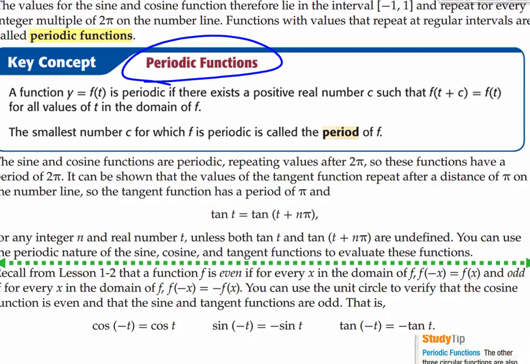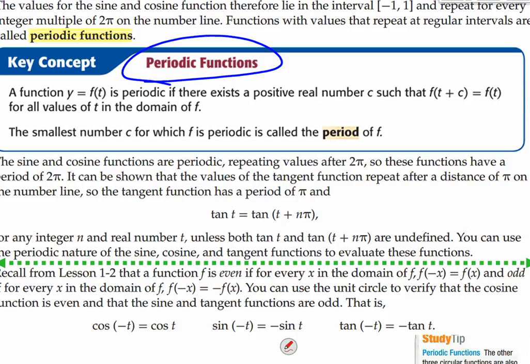Okay, so this is about periodic functions, and really in the next section we'll look at that. A function y equals f of t is periodic if there exists a positive real number c such that f of t plus c equals f of t for all real values t in the domain of f. The smallest number c for which f is periodic is called the period of f.